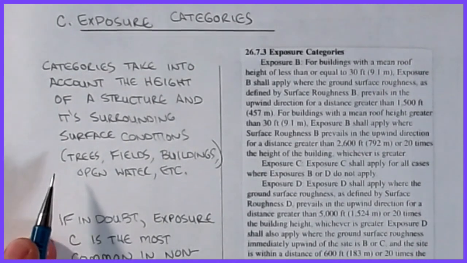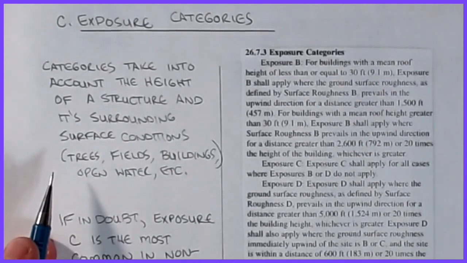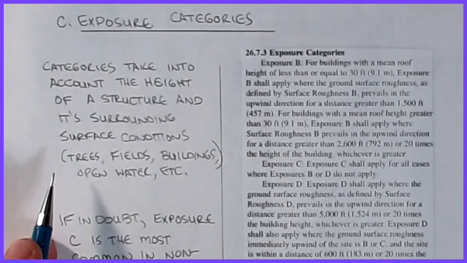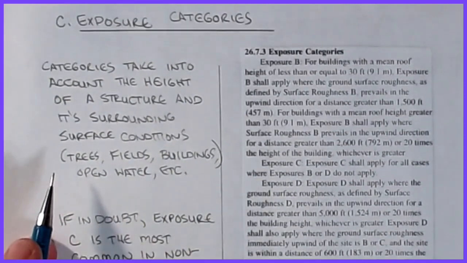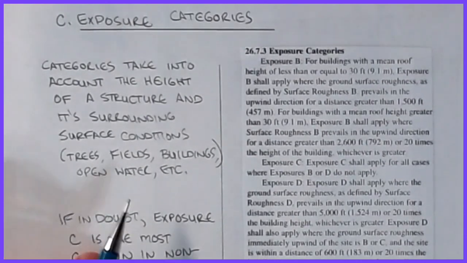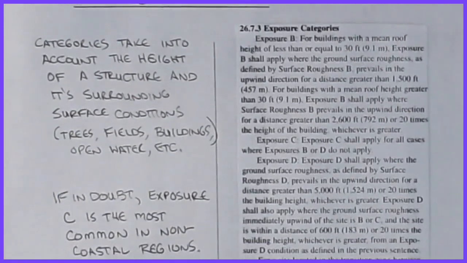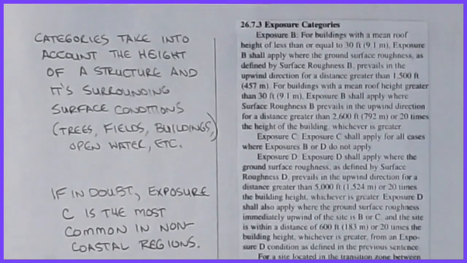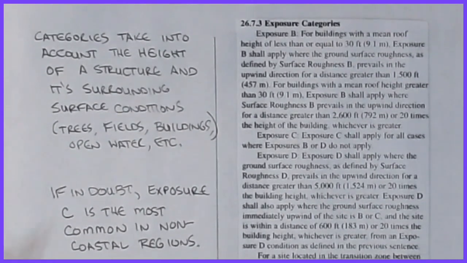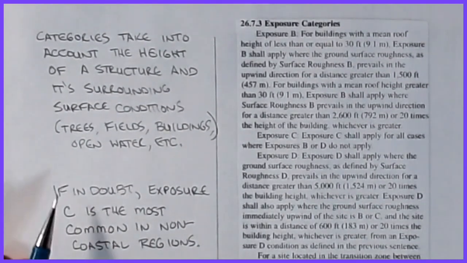Now, is your building in amongst a bunch of trees, or is it out in an open field, or is it on a shoreline with unimpeded flow over open water, say for wind? Buildings on the coast are susceptible to hurricanes because of this exposure category. So now, kind of like what we saw with the importance factors, if you're in doubt, the most common exposure is going to be listed as C.